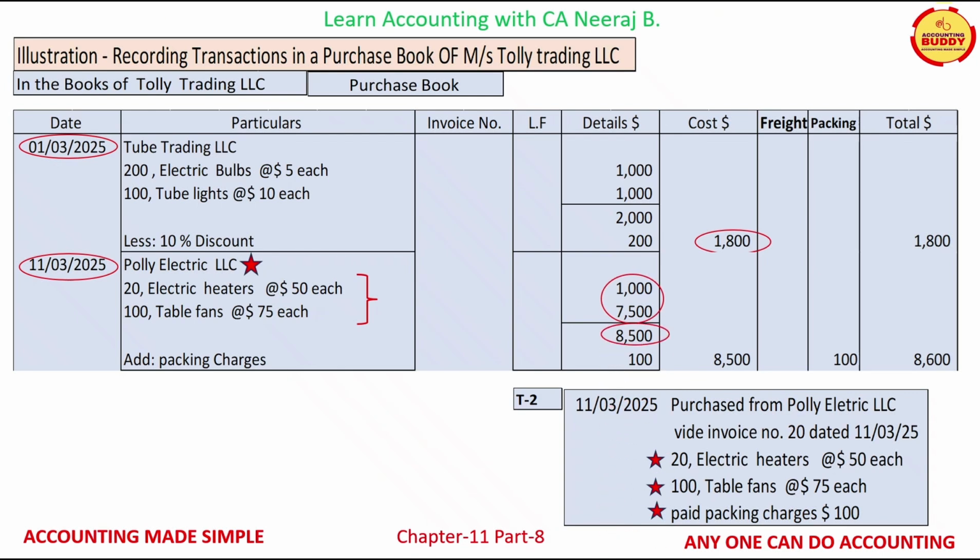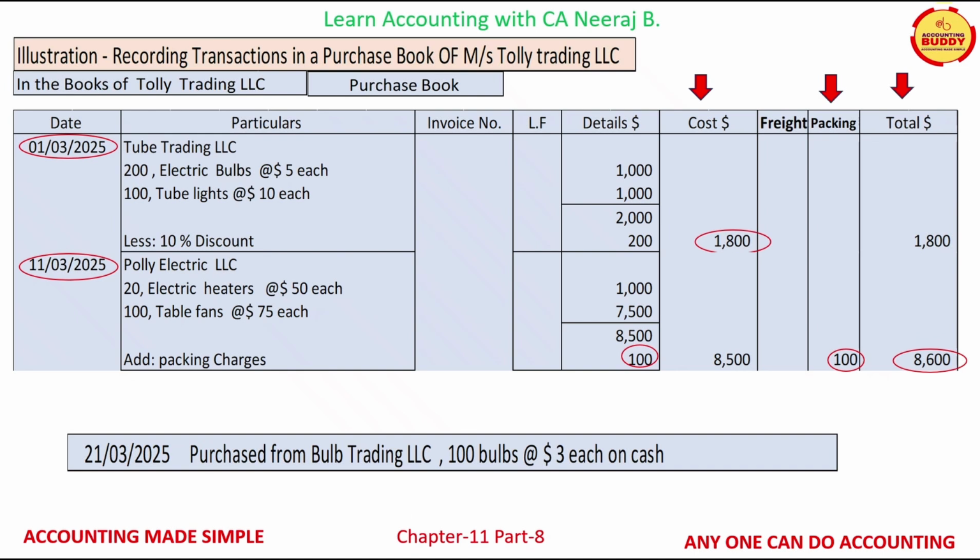The total value of all the items bought is also mentioned in the details column. The additional charge of packing charges is mentioned under the particulars column. The value of the packing charges is mentioned under the details column and again under the packing charges column. The value or the cost of the goods bought is also mentioned under the cost column. The sum total of the goods, $8,500, and packing expenses of $100 is mentioned under the total column, which in our illustration comes to $8,600.